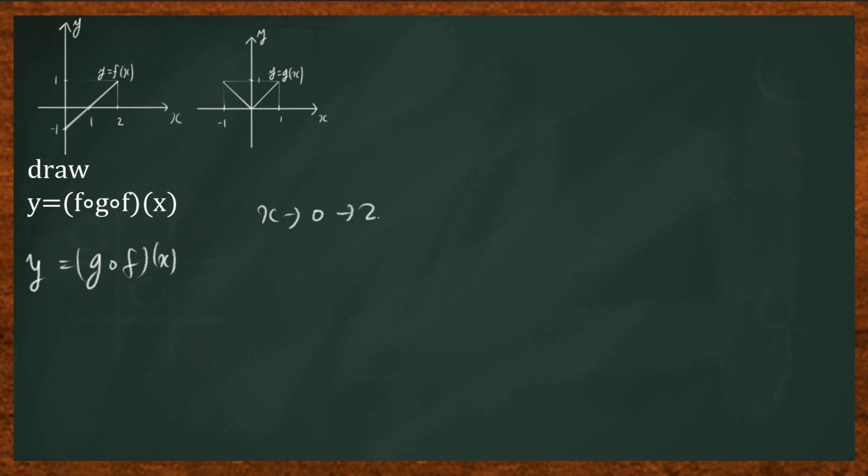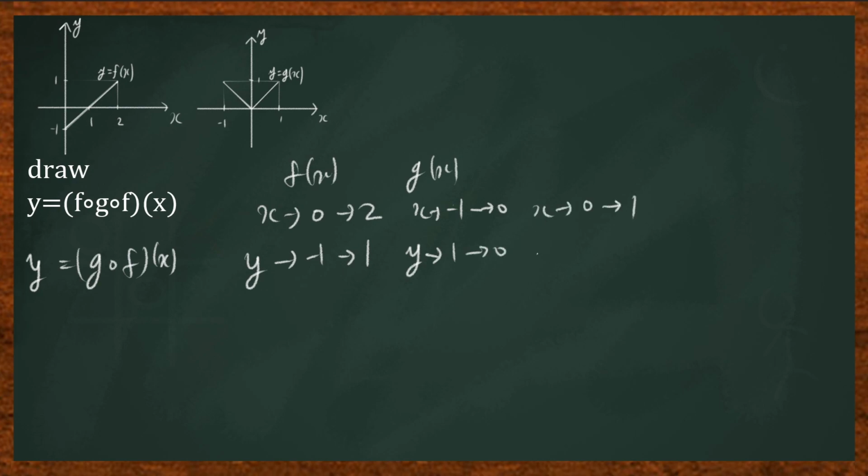When x goes from 0 to 2, y will go from -1 to 1. f(x) will be moving like this. And when x is moving from -1 to 0, y will be moving 1 to 0. And x moving 0 to 1, y will be moving 0 to 1. So g(x) will be moving like this.